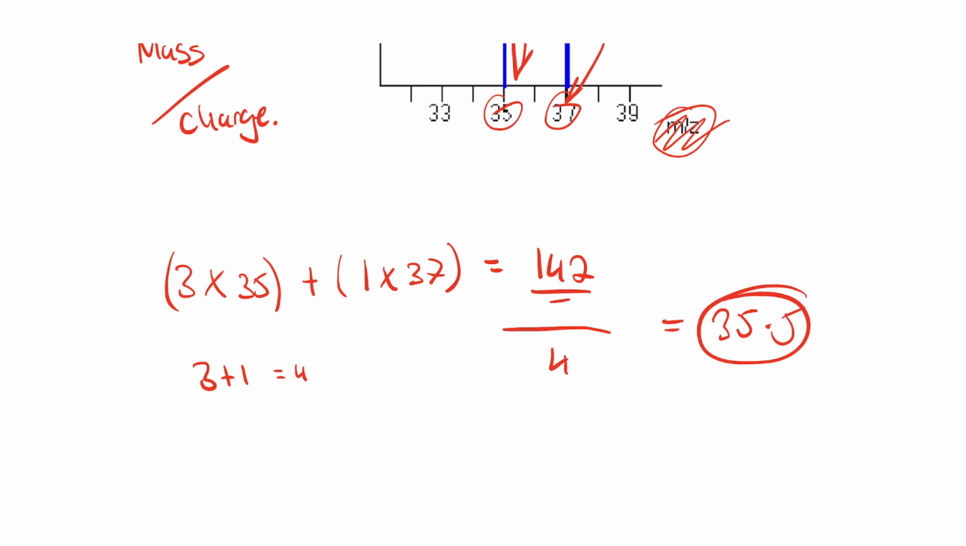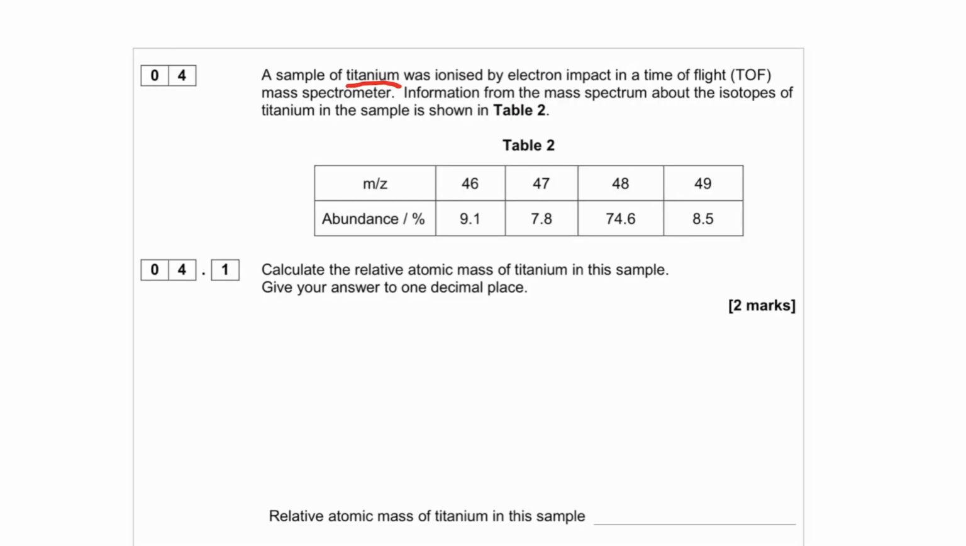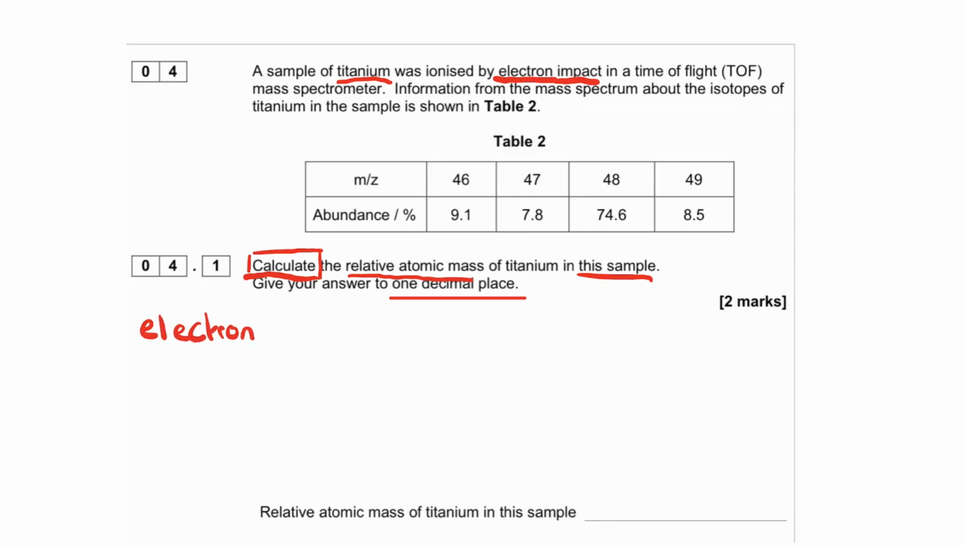Let's look at this in a more exam style setting. A sample of titanium was ionized by electron impact, that's key information, in a time of flight mass spectrometer. Information was written in the table below. Calculate, that's what it's asking us to do. So give it a box, the relative atomic mass in this sample. Give your answer to 1 decimal place. Let's scribble down what we know. Electron impact, therefore no H+ ion, therefore don't subtract 1 from each of these m/z values, which you would have to do if a H+ ion was added on.